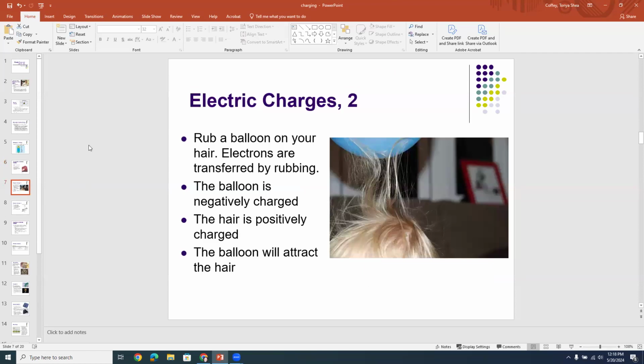Now, you've probably all played with this and experienced this in your own lives. I'm sure all of you have played with rubbing balloons on your hair and then showing that your hair sticks to the balloon.